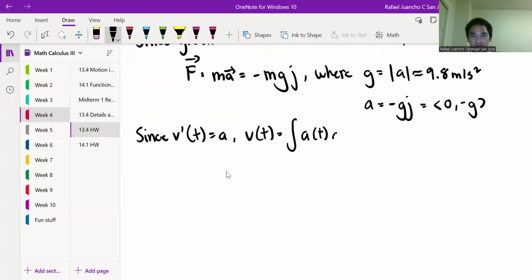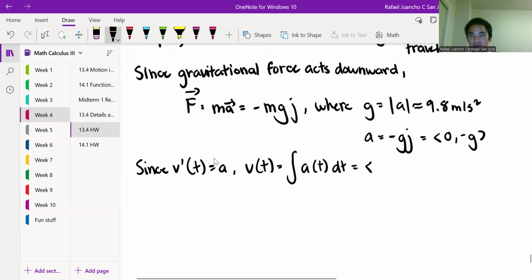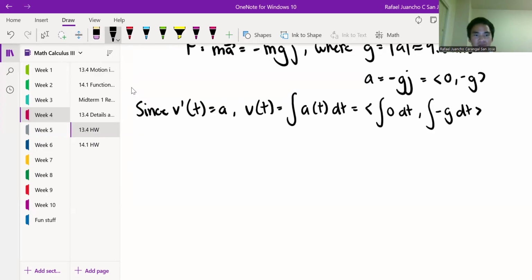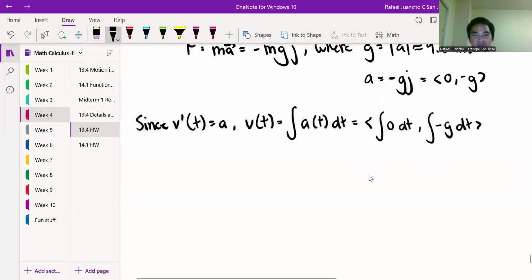To integrate my acceleration vector means I want to integrate its components. So I want to integrate 0 dt as well as negative g dt. Okay, let me put it separately. Apparently it wants it in ijk form. I don't like working in ijk form. From here, we just integrate it. So here we get 0, here we get negative g t plus some constant that we don't know.